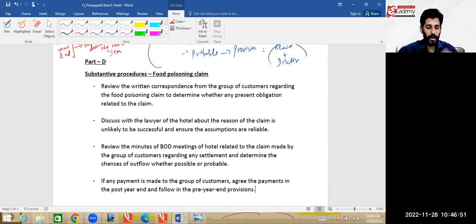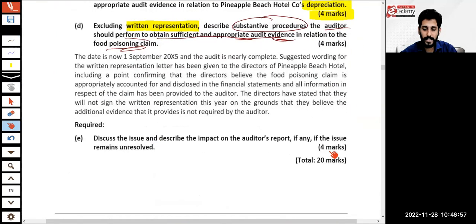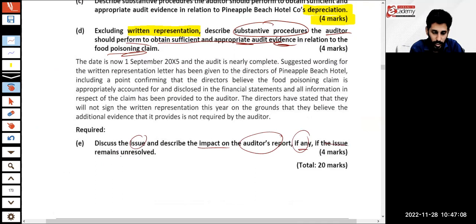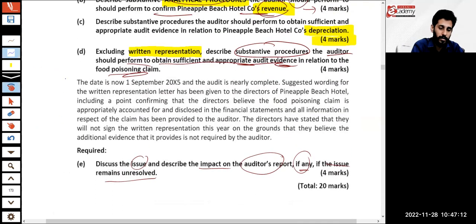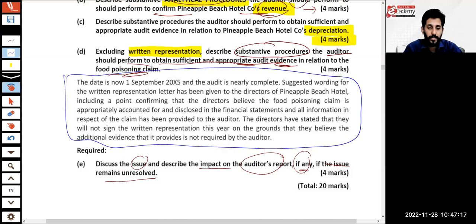Okay, now we are moving towards part E, and this is again for 4 marks. That is to discuss the issue and describe the impact on the audit report, if any, if the issue remains unresolved. Read this paragraph, please.